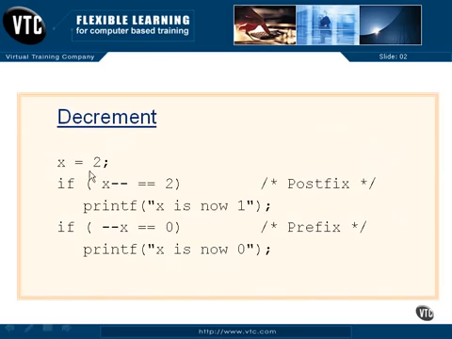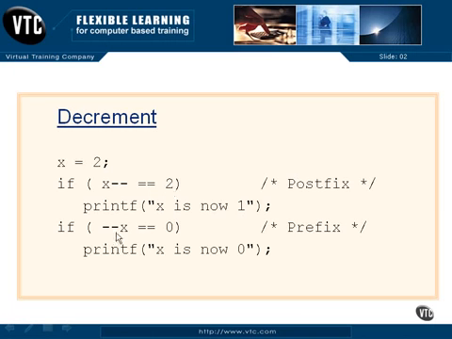Decrement works just the same way. Here we're going to set up and say that x is equal to 2, and if x-- decrement is equal to 2, that's our postfix, and that will be the case because we will do the comparison first because we have the postfix decrement. We'll do our comparison. x is in fact 2. We'll come down here and we'll say that x is now equal to 1. Because we have decremented x at that point, so it has gone down to 1.